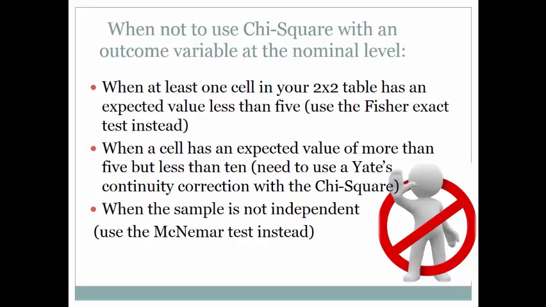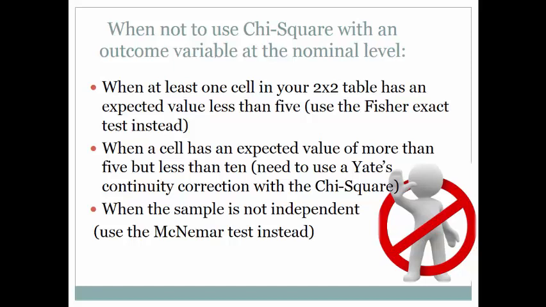There are times when we have an outcome variable at the nominal level when we shouldn't use a chi-square. That includes if one of the squares in our 2 by 2 tables, those are called cells, if one of those cells has a value less than 5. In that case, the numbers are so small that we need to make some changes on how we do the statistics. We would use the Fisher's exact test instead.